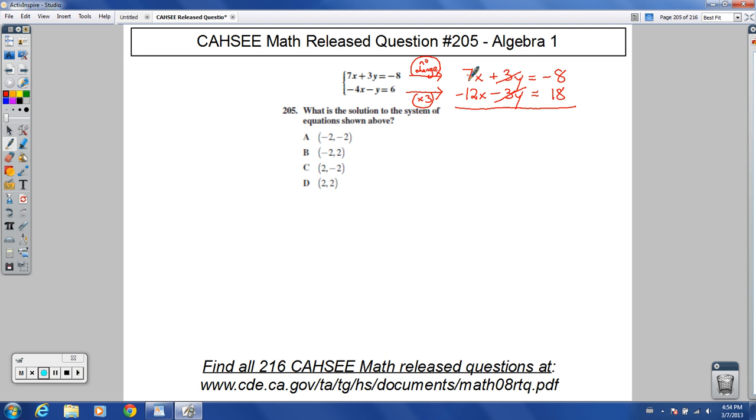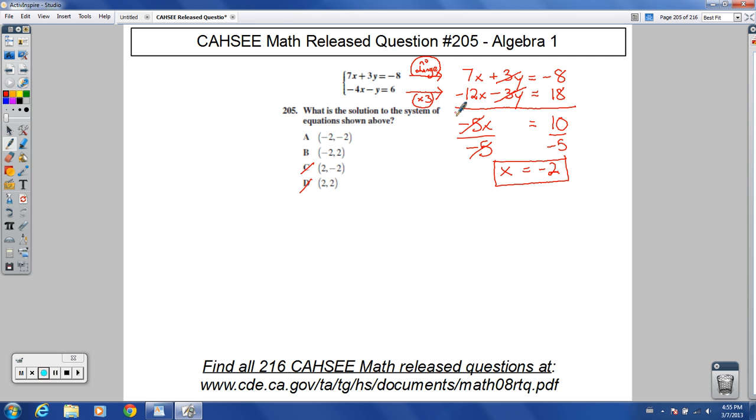So that all said, we can combine this together and get negative 5x. This is gone, so the y's are gone. I've got negative 8 plus 18 would be positive 10. So I can take this, divide it by negative 5. The negative 5 will cancel here and here. I've got x equals negative 2. So this is one part of my answer, and by doing that part at least, I've eliminated choices C and D because those do not have negative 2 for the x value.